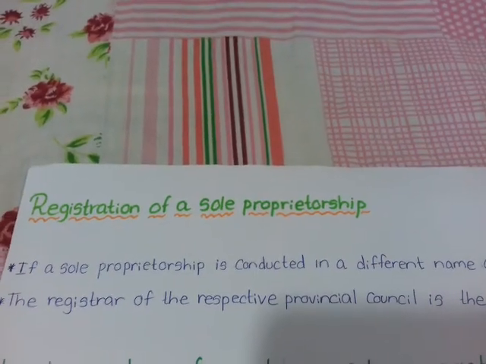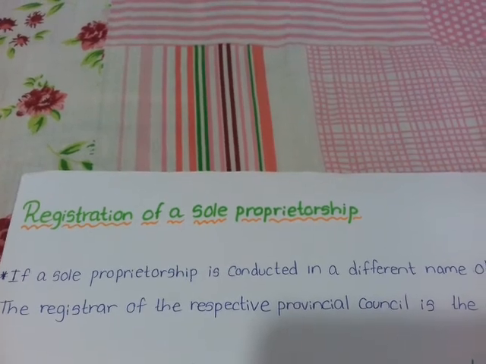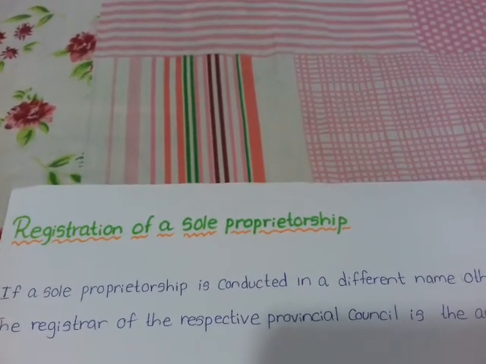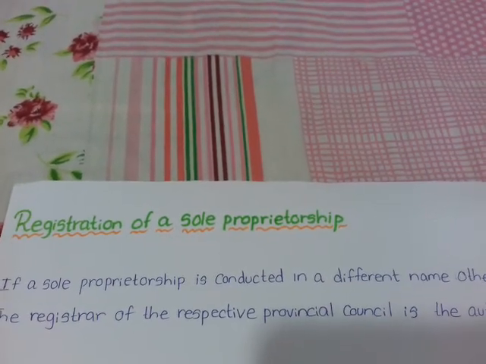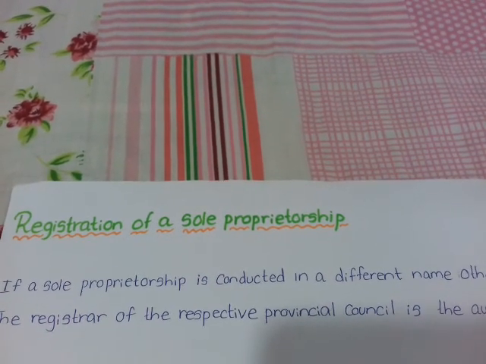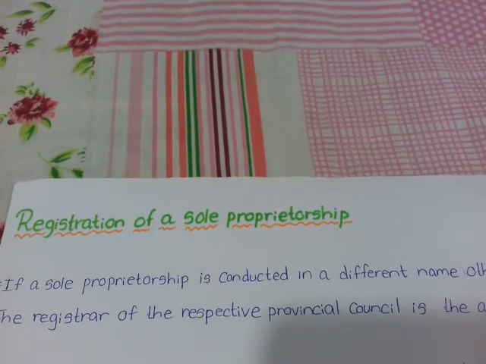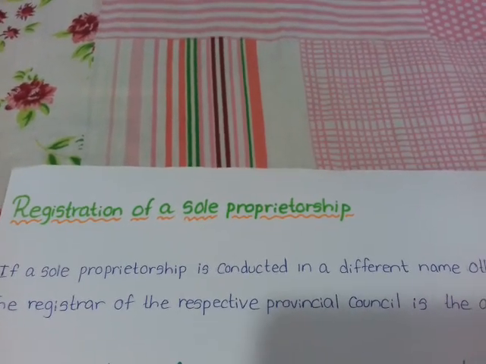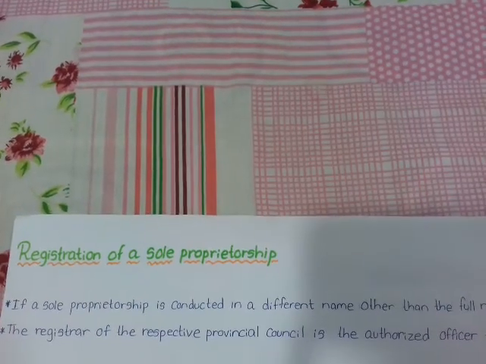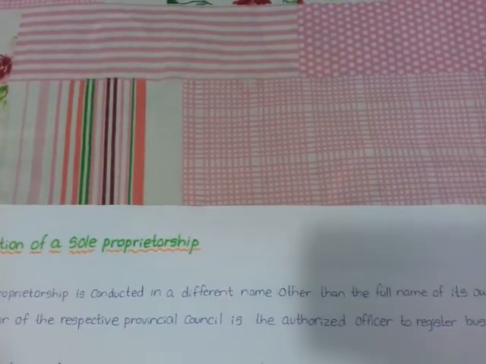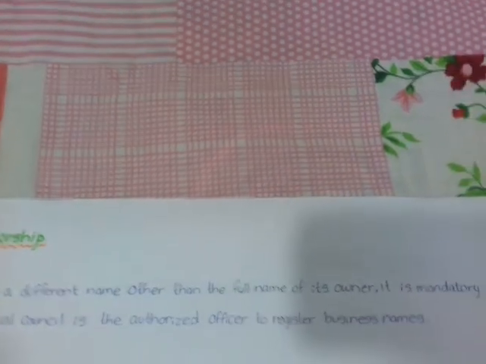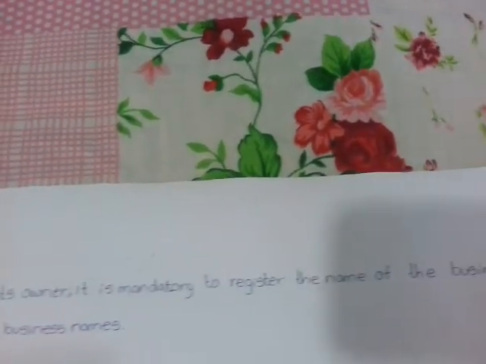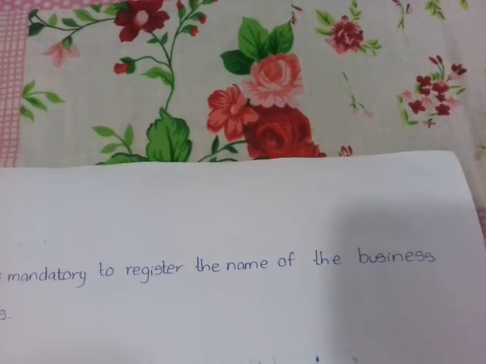Now let us discuss about the registration of a sole proprietorship. Early in the characteristics, I told you that sole proprietorship is not very essential. It was not mandatory to register, but in here it states that if a sole proprietorship is conducted in a different name other than the full name of its owner, it is mandatory to register the name of the business.